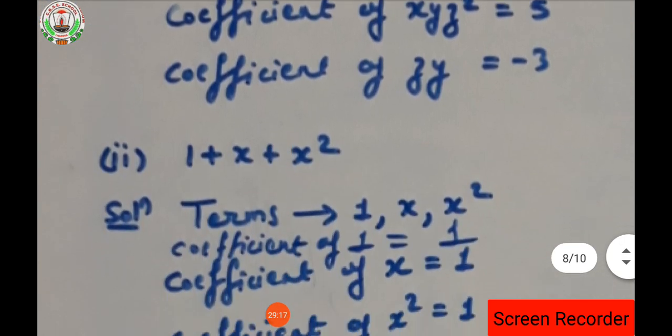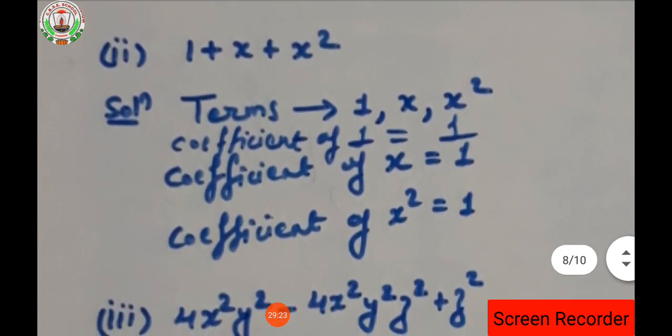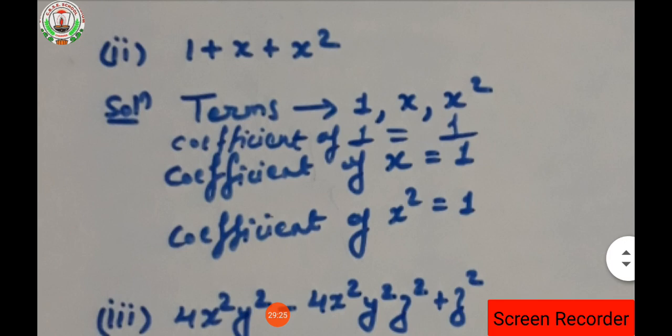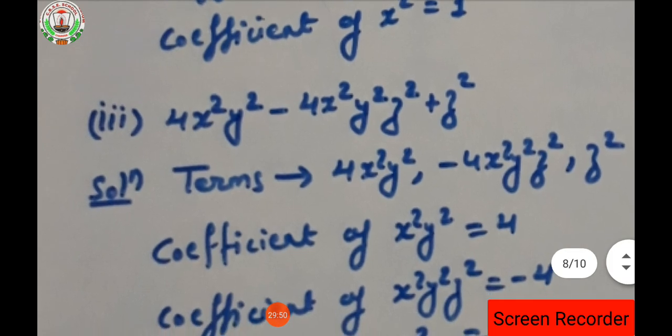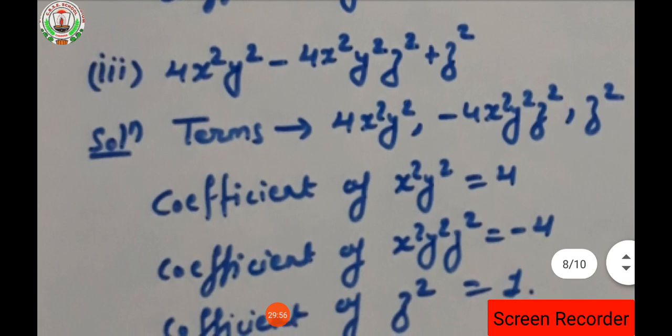Okay. Second one is 1 plus x plus x square. So how many terms are there? Here 3 terms are there. First is 1, second is x, and third one is x square. So what is the coefficient of 1? Coefficient of 1 will be 1 itself. Then the coefficient of x: nothing is written, that means 1 is there with x, so the coefficient of x will be 1. What is the coefficient of x square? That is also 1.